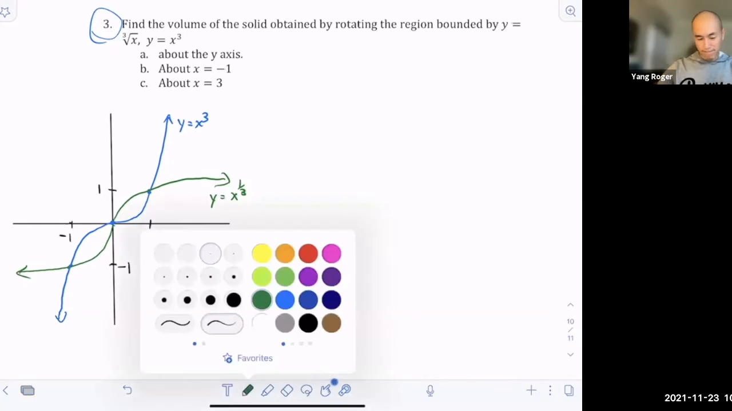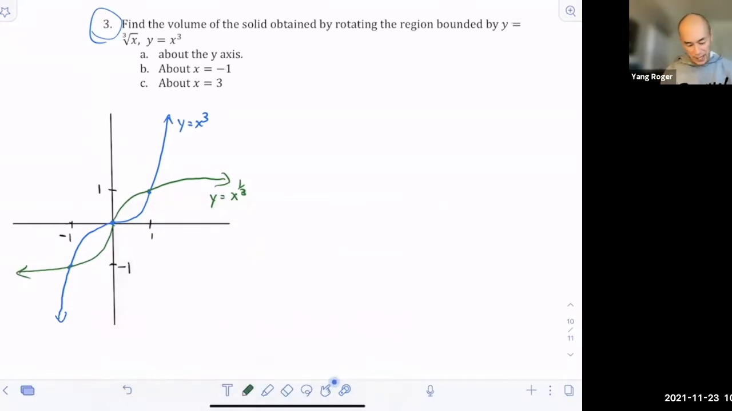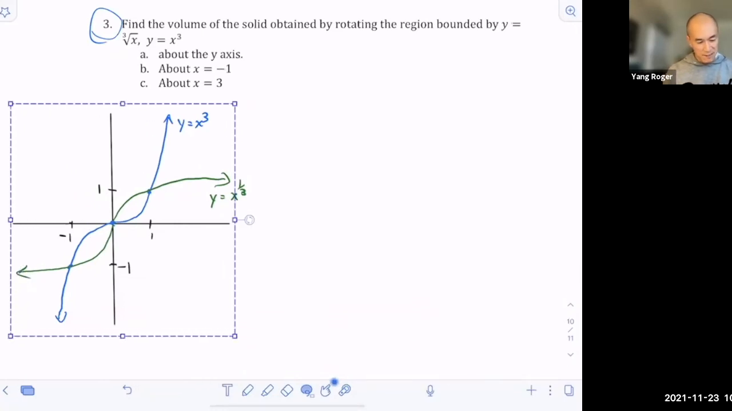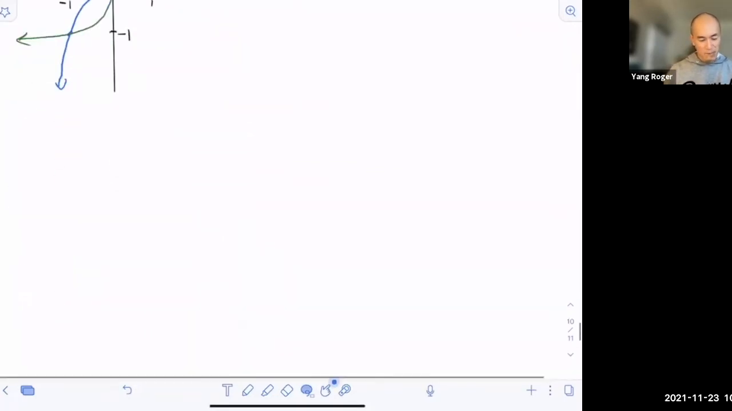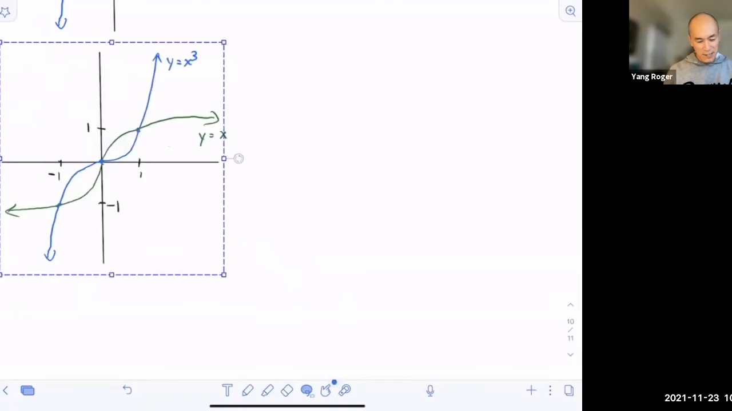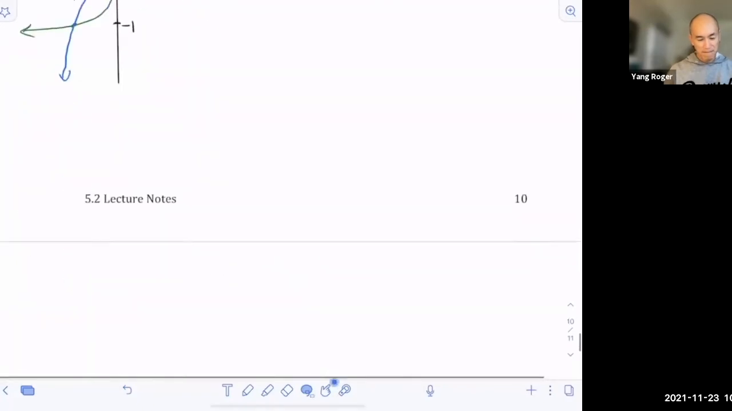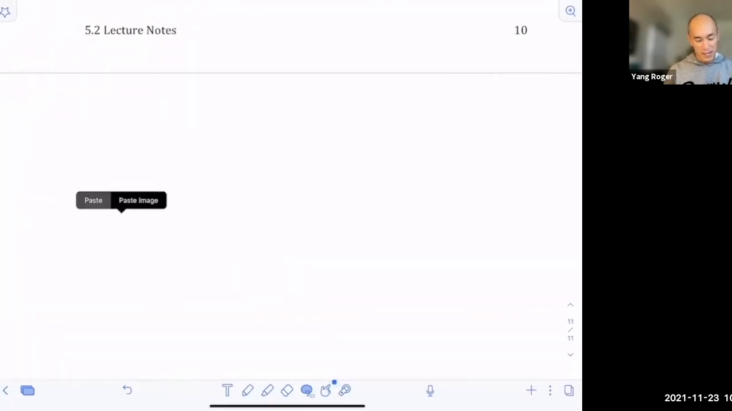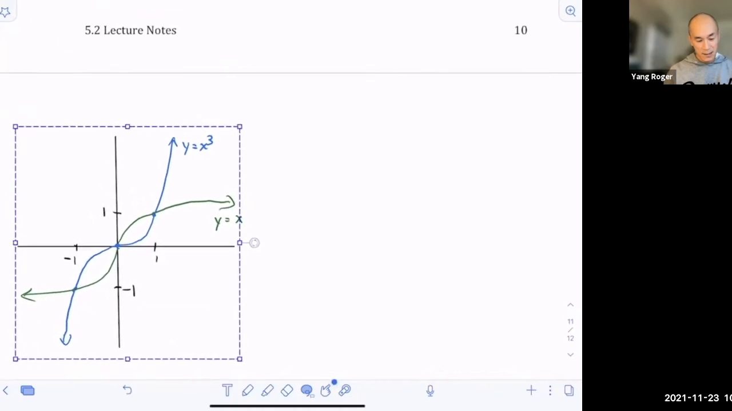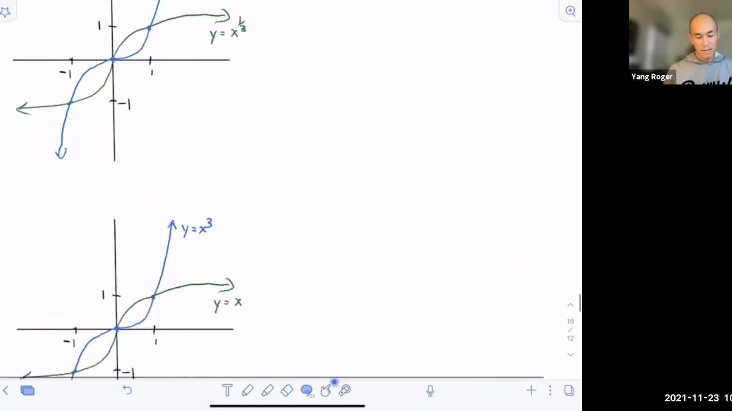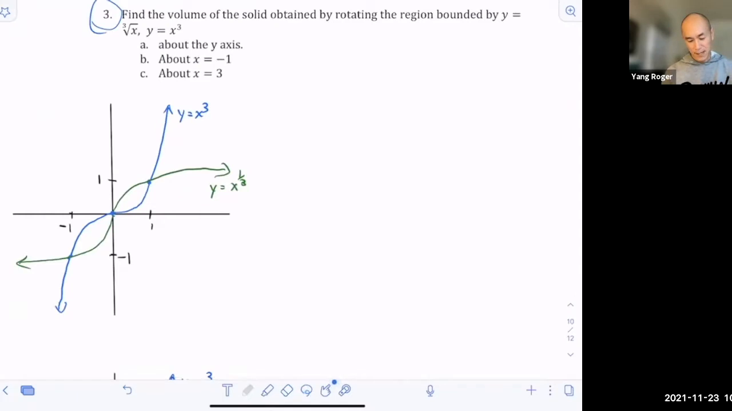So I'm going to reproduce this graph 3 times because we're going to do 3 separate problems, setting it up 3 different ways. So let's paste here. Let's do one more down here. Paste this one. Okay. We're going to rotate first about the y-axis. So we're going this way.